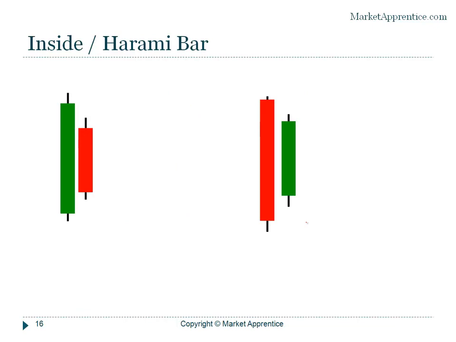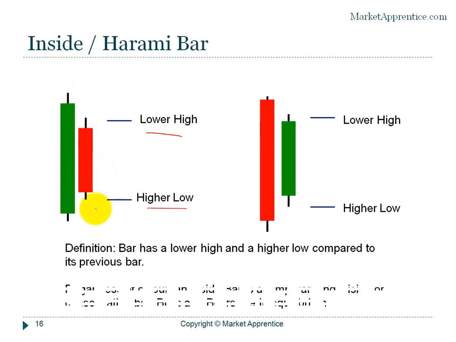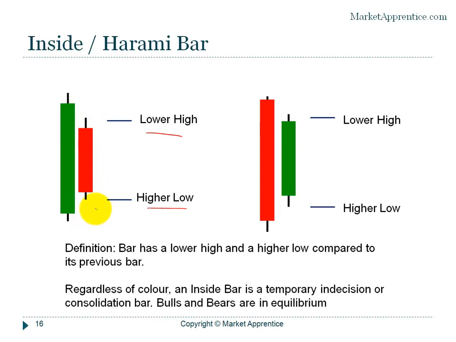The inside or harami bar. The definition of an inside bar is when a bar has a lower high and a higher low compared to its previous bar. In other words, the inside bar is always covered by its preceding bar. Regardless of the color and the direction, an inside bar is a temporary indecision or consolidation. Again, the buyers and sellers are in equilibrium.